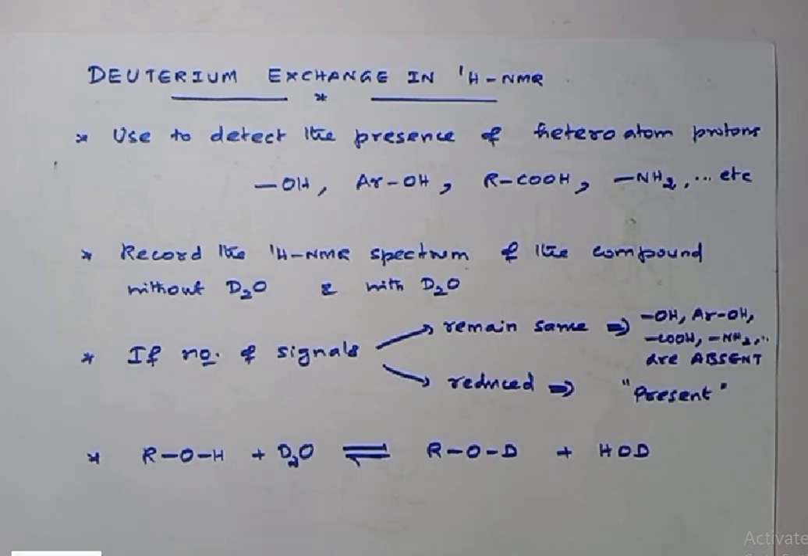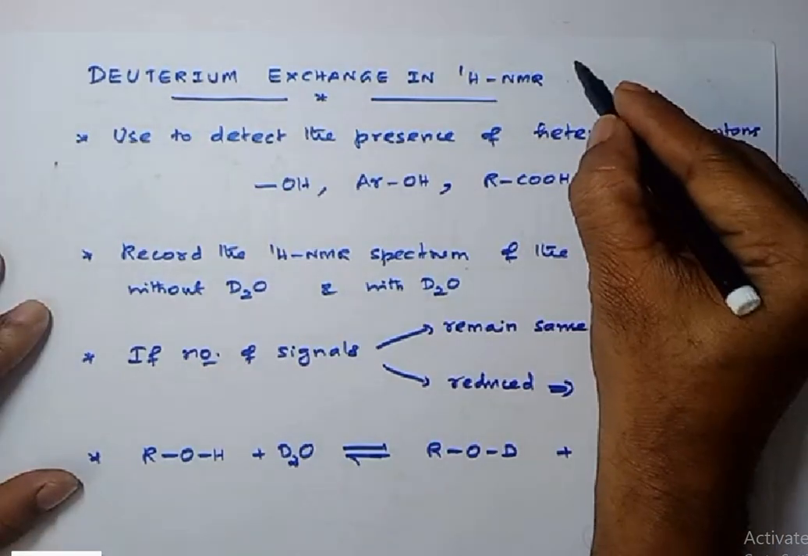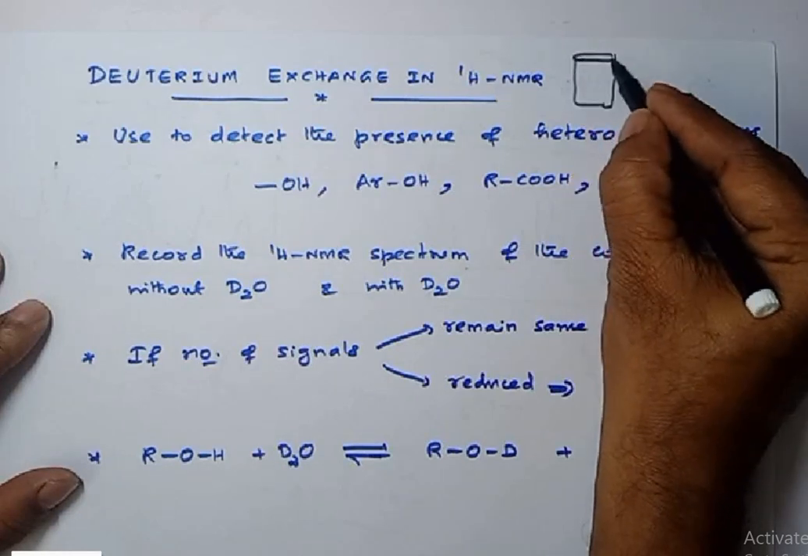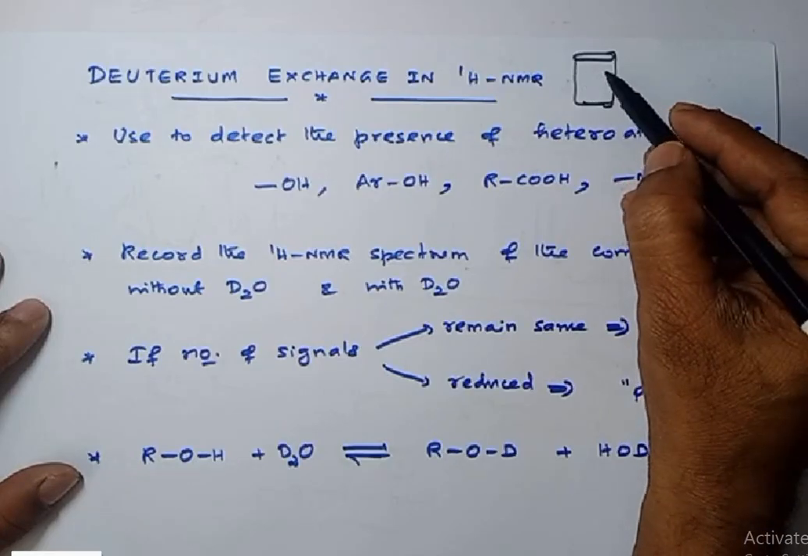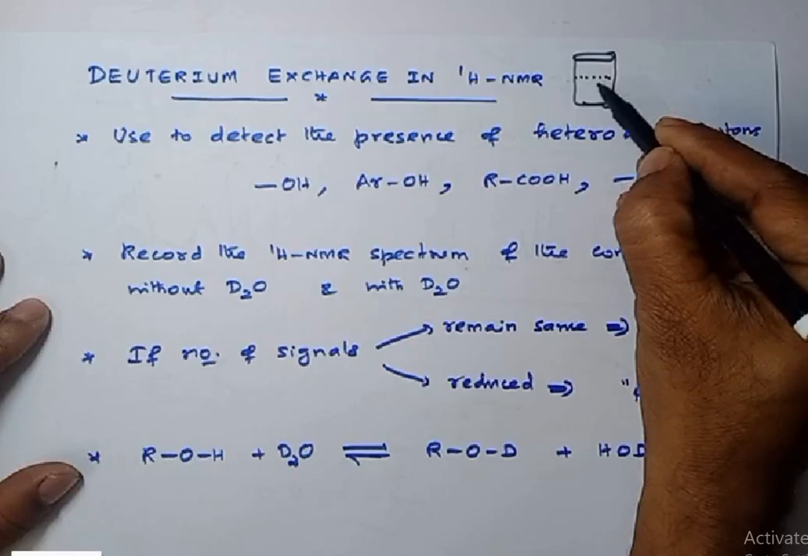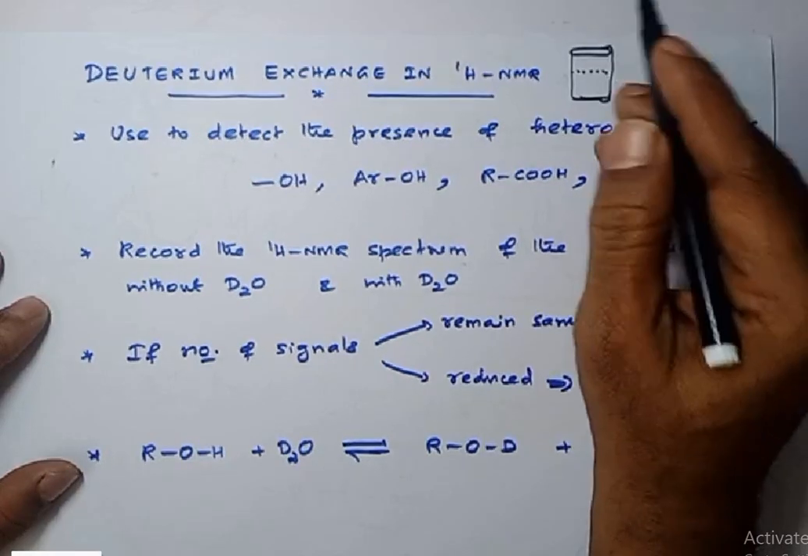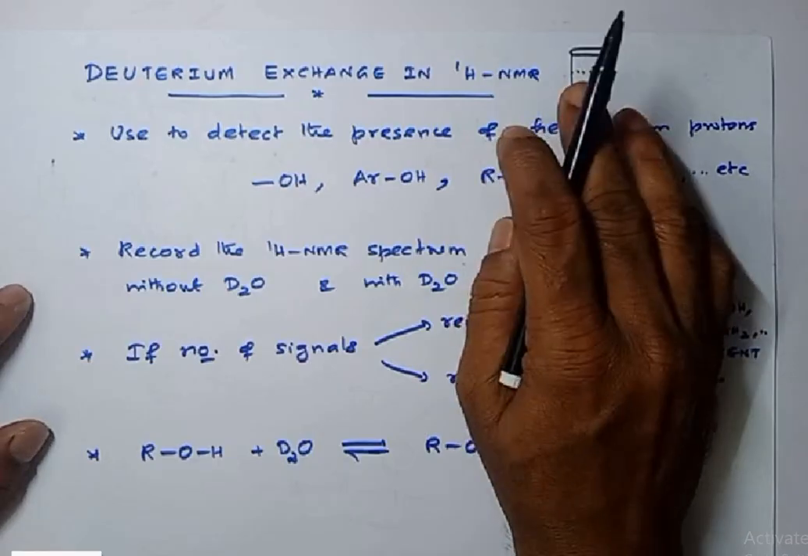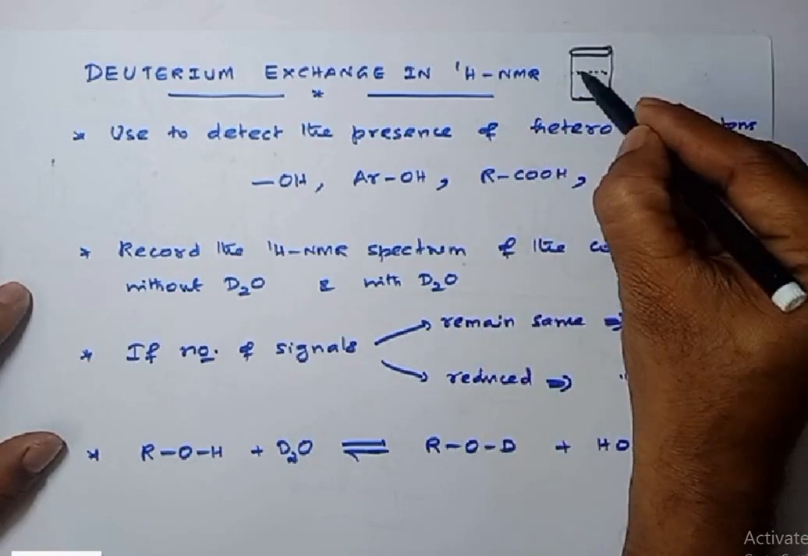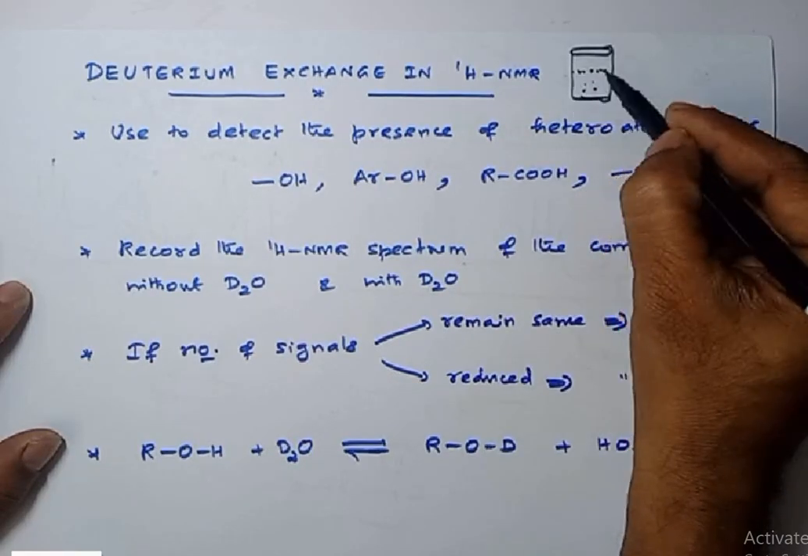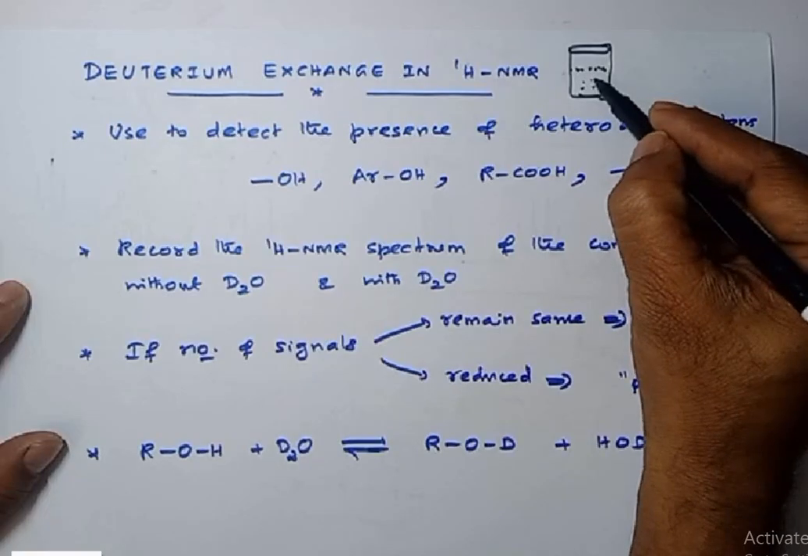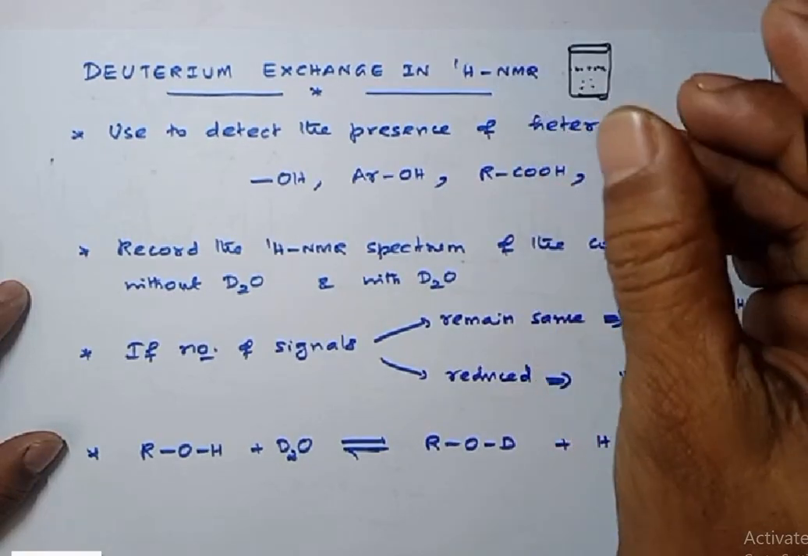Now, deuterium exchange in proton NMR is a very, very useful study. Normally what we do is take the compound in the NMR tube and dissolve it in a solvent. We usually choose the solvent depending upon the compound. Suppose the compound is already a liquid, then we take the NMR spectrum. So this is the NMR spectrum of the compound without adding D2O.